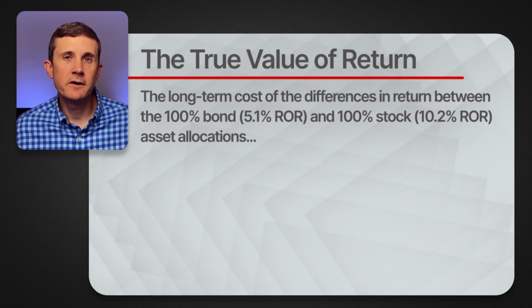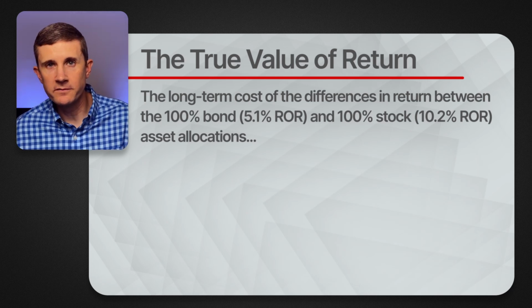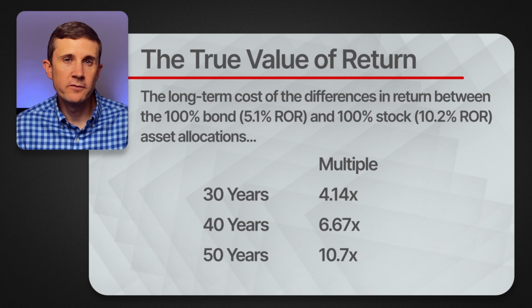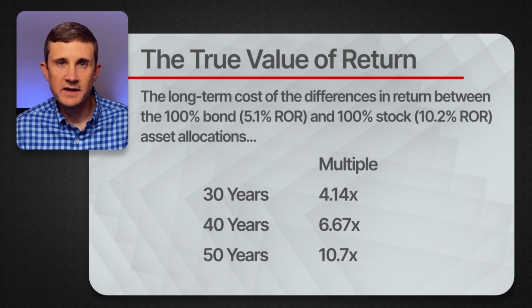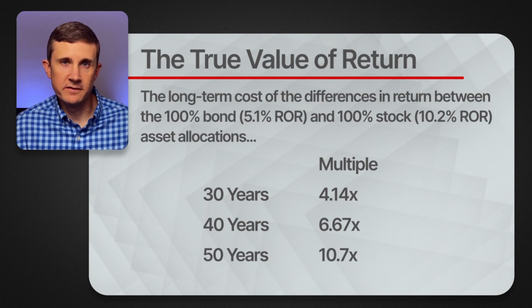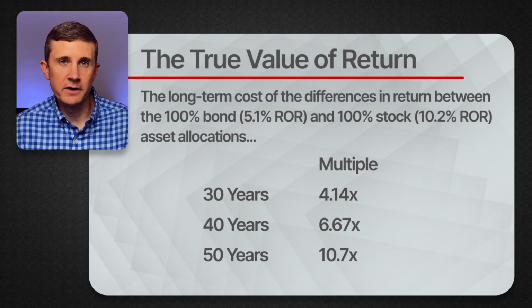In actuality, the cost of double the return between the 100% bond portfolio and the 100% stock portfolio, that's 10.2% versus 5.1%, is 4.14 times the end value in compounding interest over the course of 30 years, 6.67 times the value in 40 years, and 10.7 times the value in 50 years. That's not so unimpressive. The truth is, even the smallest differences in the rate of return can grow to significant sums over time. Do your best not to give up ground here if you can help it. If you have longer to invest, you're taking a lot of risk by not using stocks.